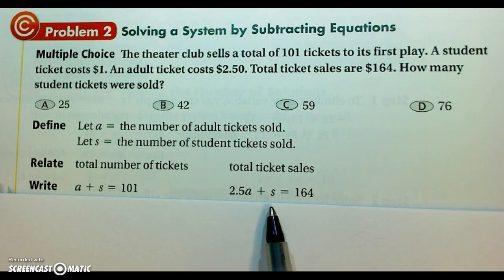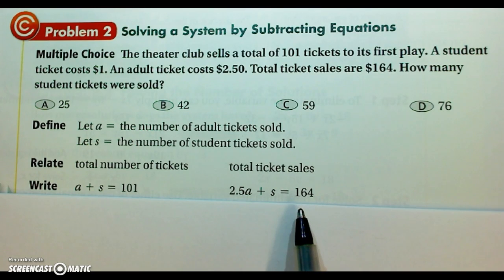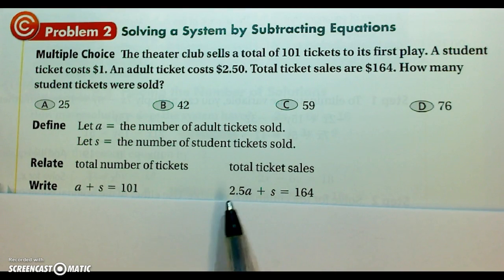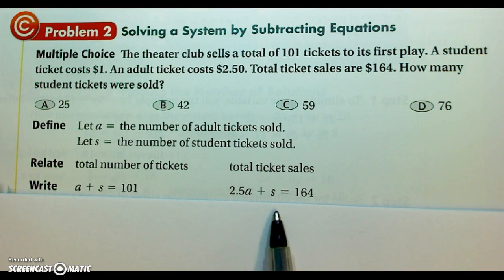It's redundant to put a 1 there. You can see there's an S there, so there's 1 S there. So that takes care of your $1. And we know that the amount of money is $164. So you know that amount is going to go with the dollars, the cost. The 101 tickets is just adding those two together. Now we have our two equations.